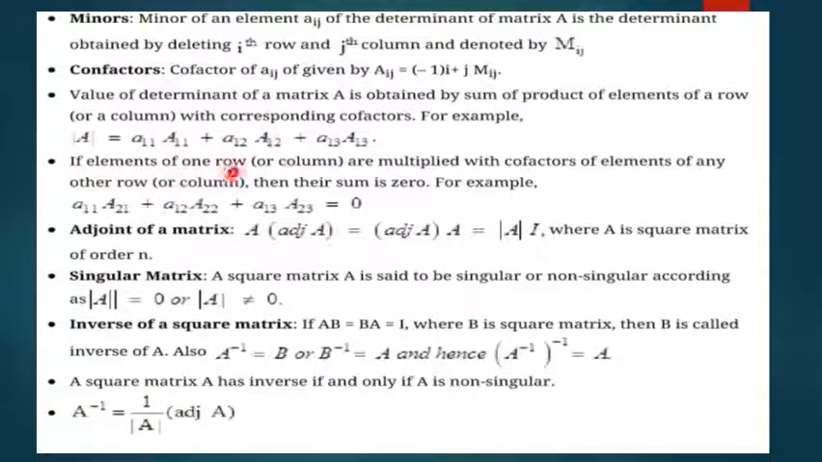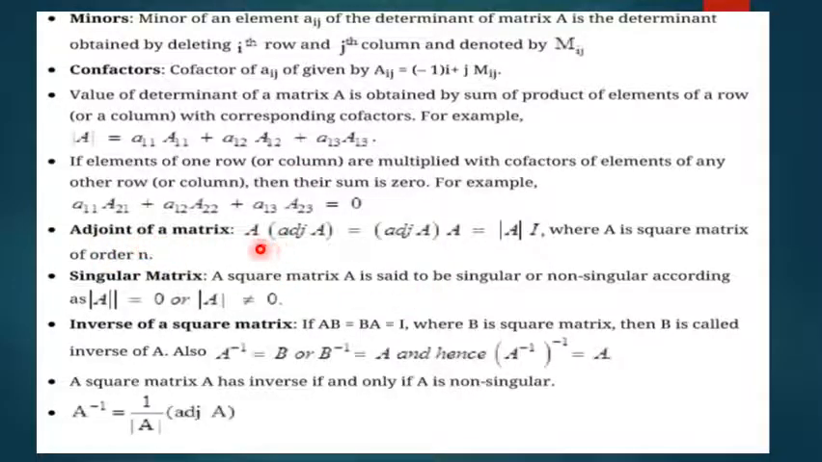If elements of one row are multiplied with cofactors of elements of another row, then their sum is 0. For example, see, these are cofactors and these are elements of the row. If they are multiplied, then we get the answer as 0. This we are also going to read in the examples. It is a different concept altogether, but since everything is together here, we are doing it all together.